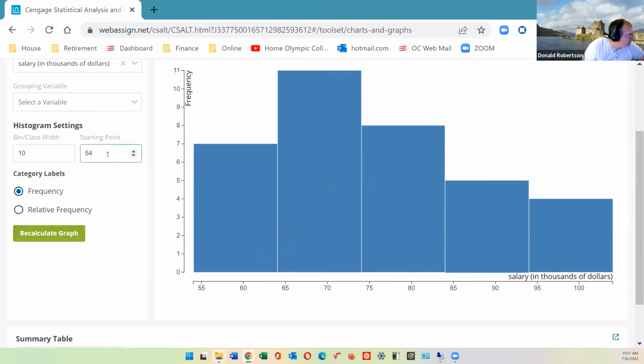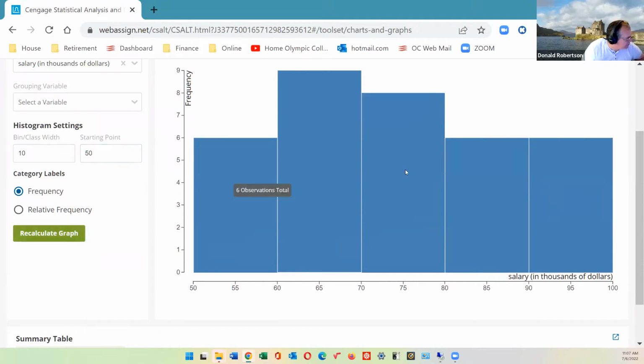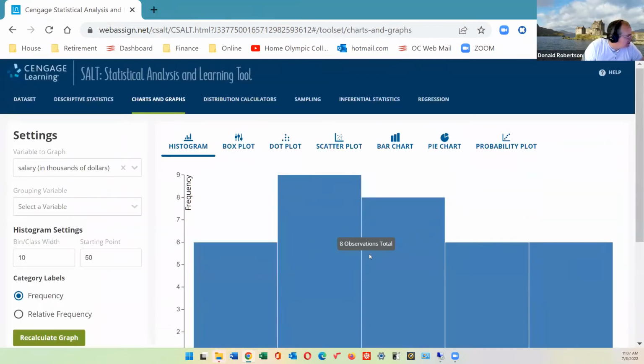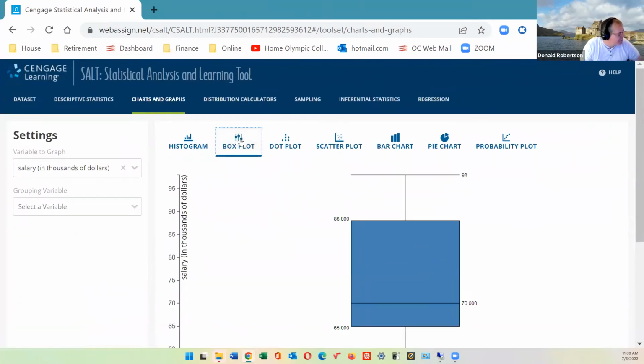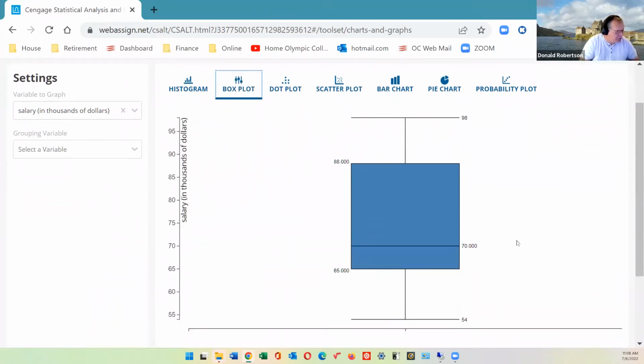Let me cheat a little bit just to make this easier. Let's start at 50. There, recalculate again. There, isn't it a little bit easier now to see the groups? Can you see anybody between 50 and 60 is in this group? There's 6 of them. The 60 to 70s, the 70 to 80s, and there is your histogram. I would like a box plot. There we go. There's your box plot.